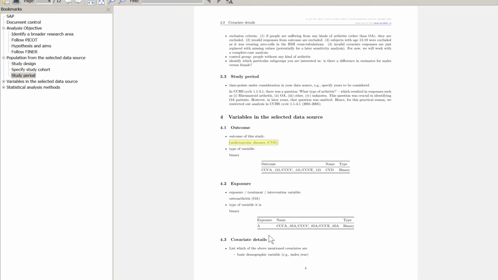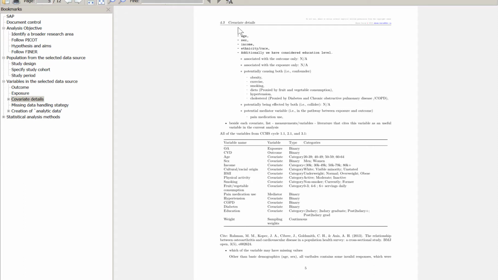In terms of exposure, I again have some variables that are indicative of whether that patient or subject has osteoarthritis disease or not. And there are some covariate details and covariates of interest. I talk about all of the different demographic variables, confounders, maybe some proxy variables.